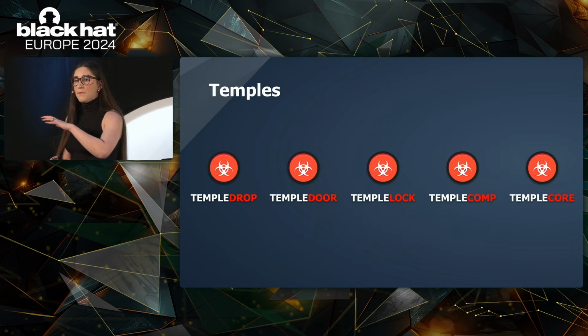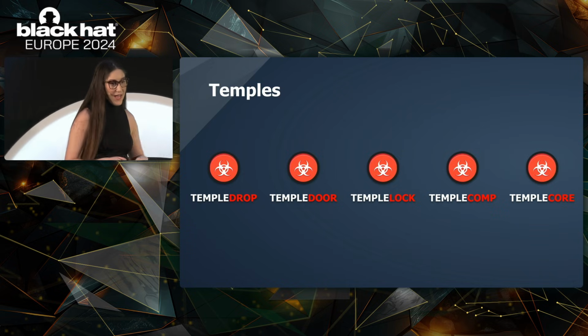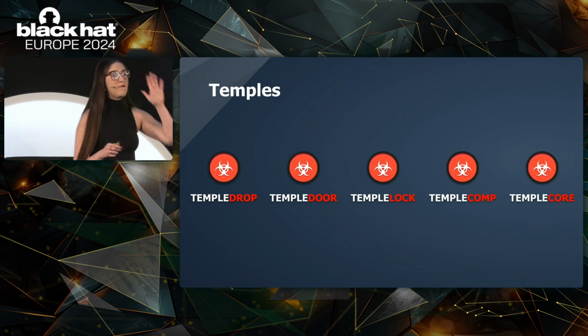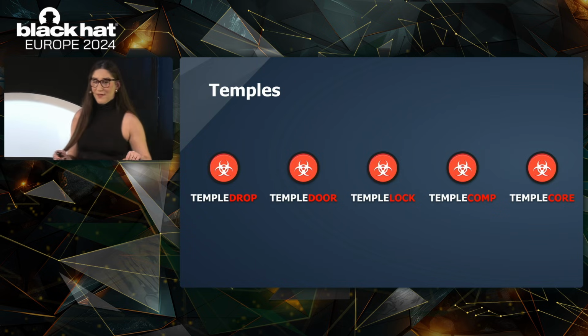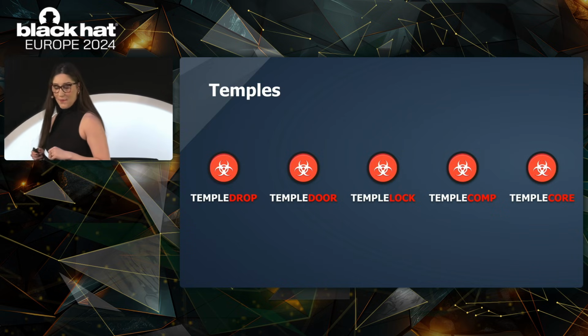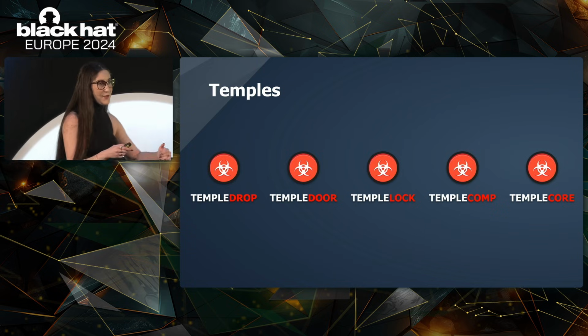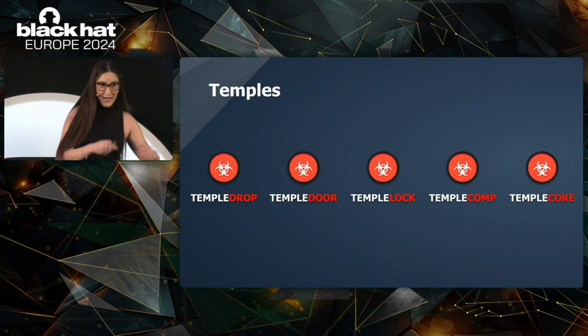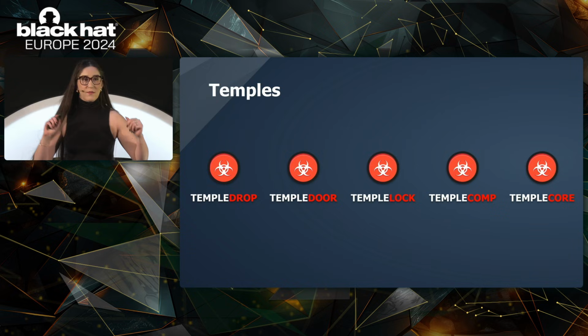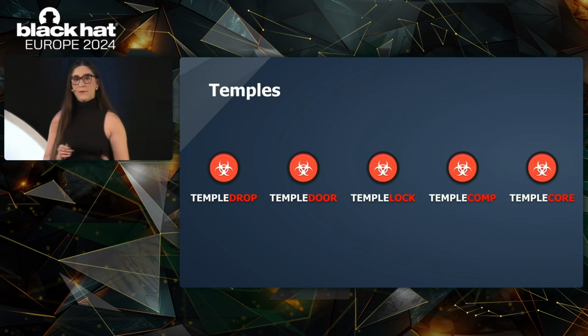Finishing up the malware families portion with the Temple ecosystem. This ecosystem is constructed of 5 distinct pieces of malware, and if I may say so, their names are pretty self-explanatory. It starts with the Temple dropper. It's used to execute the Temple door backdoor. It offers a full range of capabilities. It can do arbitrary command execution.